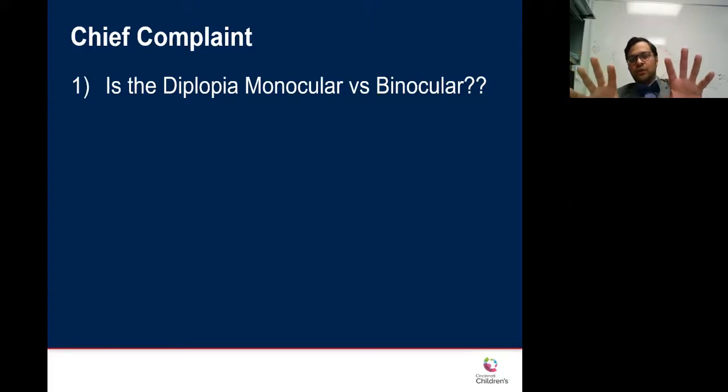So if this is your eye, you're binocular viewing at a target, which is right in front of you. If this eye is over here, it will be called esotropia because the eye is crossing in.